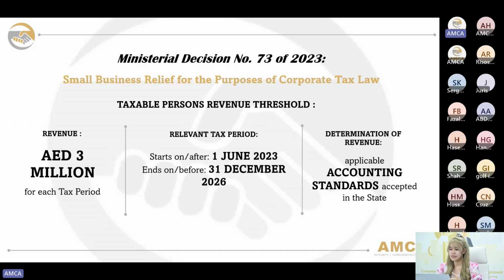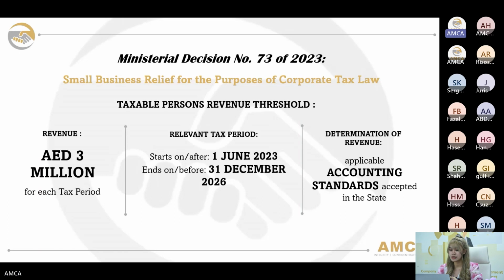Small business relief seeks to support startups and other small or micro businesses by reducing their corporate tax burden and compliance costs. It was issued in accordance with Article 21 of the Corporate Tax Law, wherein it is mentioned that a taxable person that is a resident person may elect to be treated as not having derived any taxable income for a tax period, provided that the person has met the conditions prescribed in the decision that we will be discussing right now. This small business relief allows a taxable person to benefit from reduced compliance requirements, including transfer pricing.